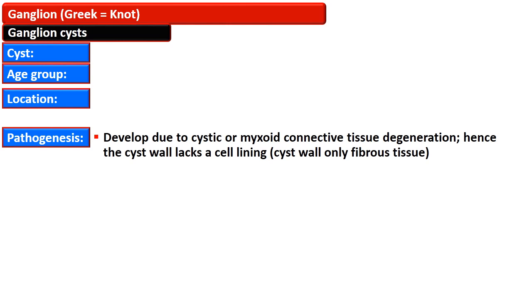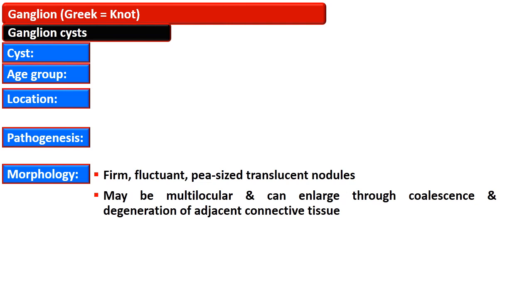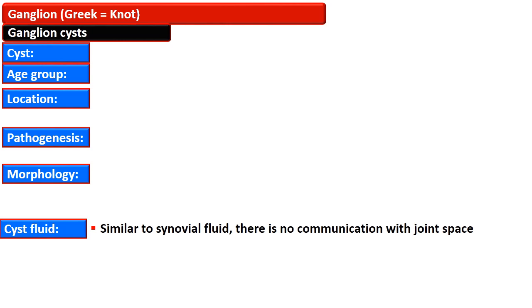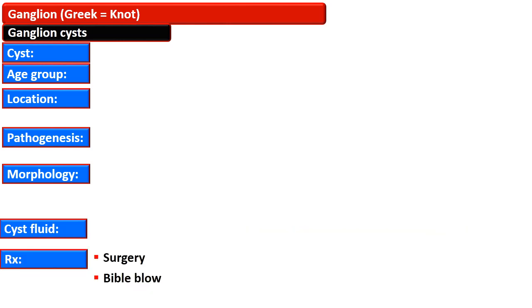They develop due to cystic or myxoid connective tissue degeneration. Hence, the cyst wall has no lining. Morphology: it is a firm, fluctuant, pea-sized, translucent nodule. It may be multilocular and can enlarge through coalescence and degeneration of the adjacent connective tissue. The cystic fluid is similar in nature to the synovial fluid, but there is no communication with the joint space.